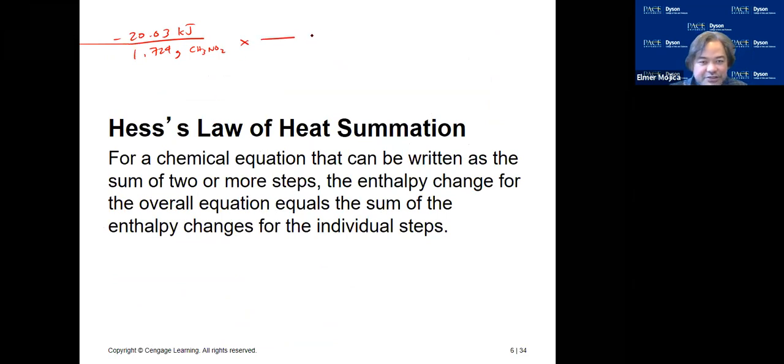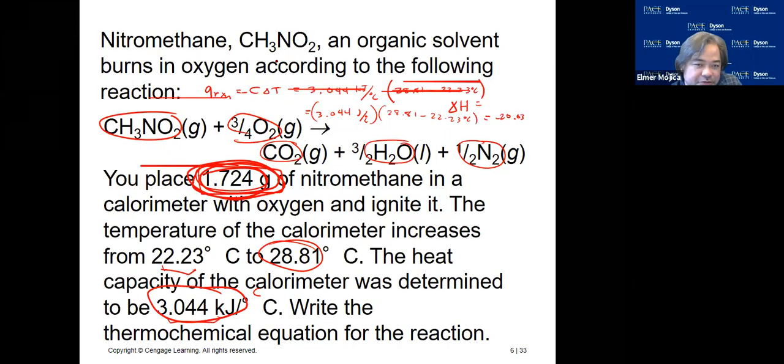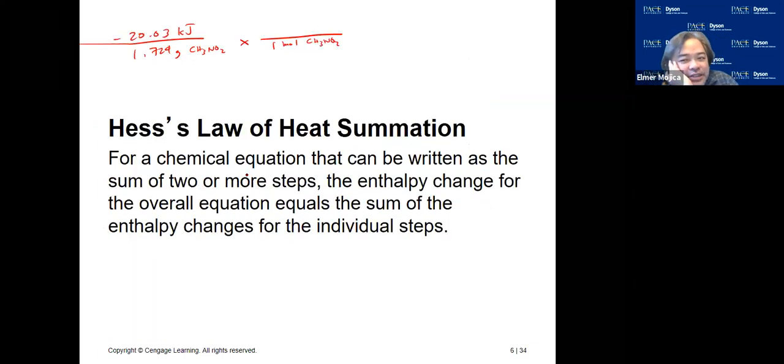And what we're going to do is we convert this to what? Moles. So what's the corresponding molar mass of your nitromethane? Because if you're going to look at this, we're just trying to get the delta H of this whole reaction. But we only have there the corresponding amount of heat for the amount or mass that was used. So what we need is to convert it to moles. It's just like making a ratio and proportion. So what's the molar mass of your nitromethane? It's around 61.04 grams.